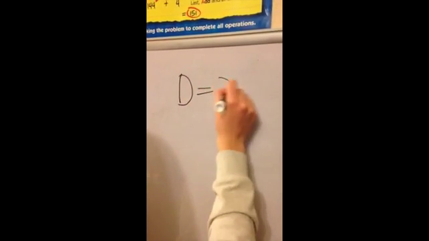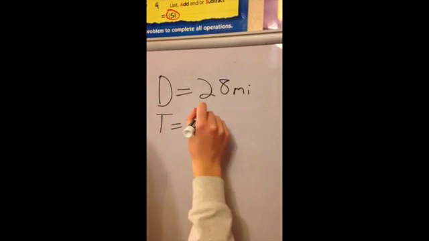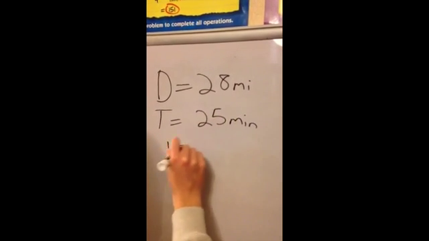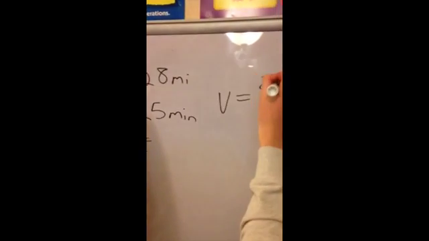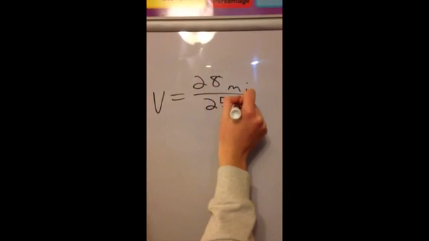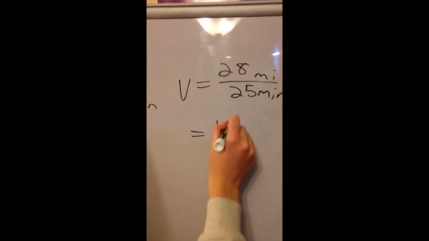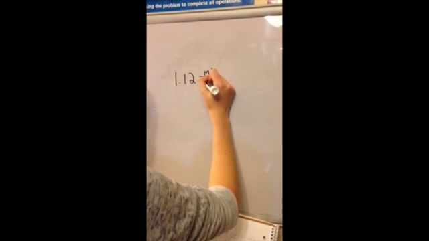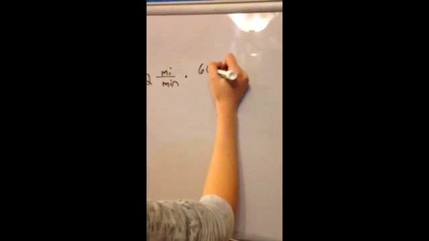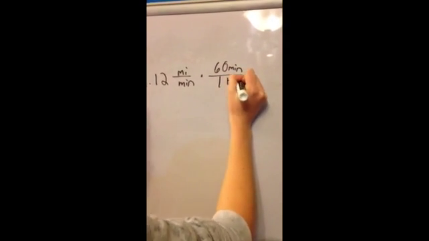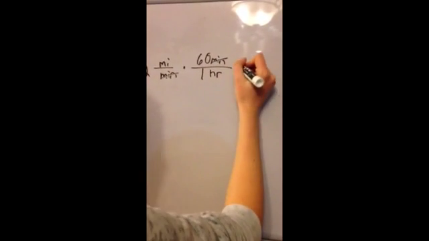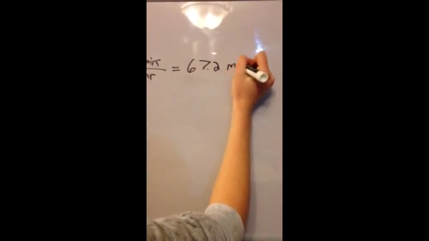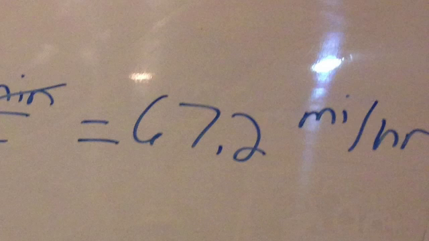Well, let's analyze this. You have 25 minutes to travel 28 miles. We can now calculate linear velocity. So the velocity is equal to 28 miles over 25 minutes, or 1.12 miles per minute. We need miles per hour, so let's do a conversion. Multiply 1.12 miles per minute by 60 minutes over 1 hour. The minutes cancel, and we are left with 67.2 miles per hour. So you'll have to drive 67.2 miles per hour in order to make it to Grandma's house by 7.